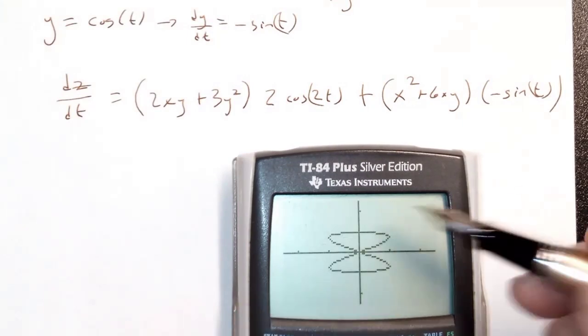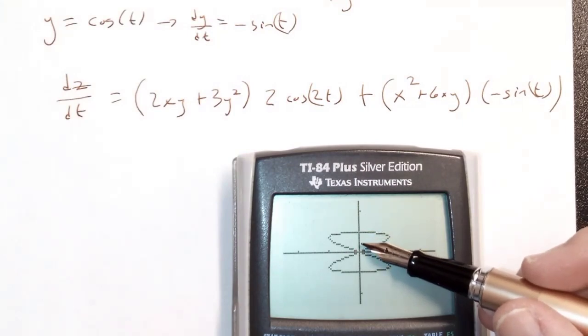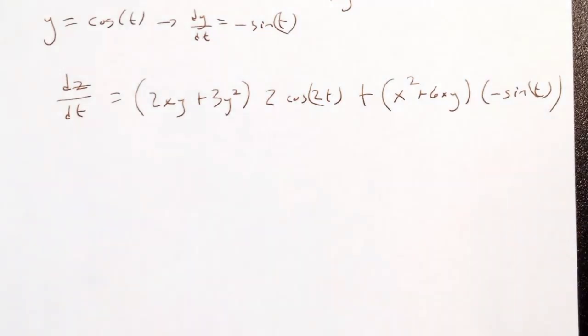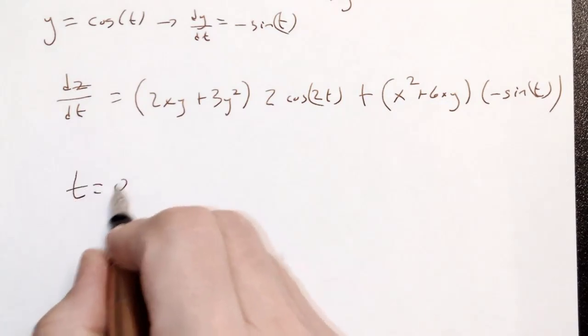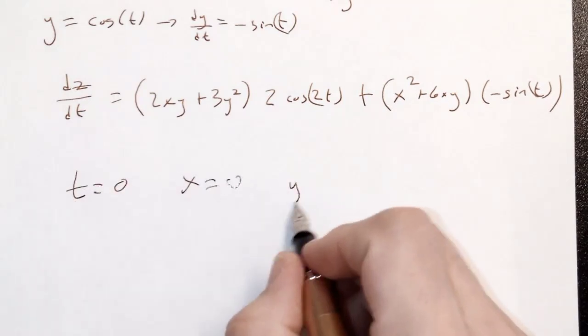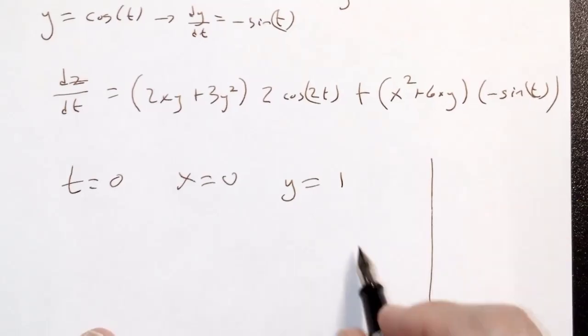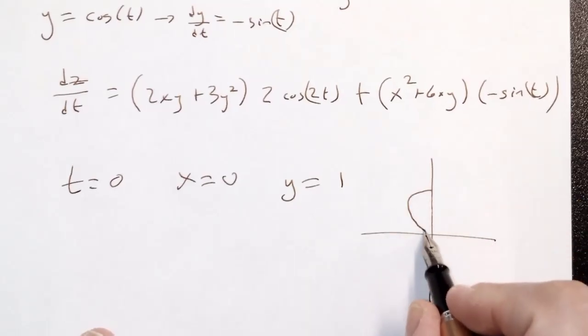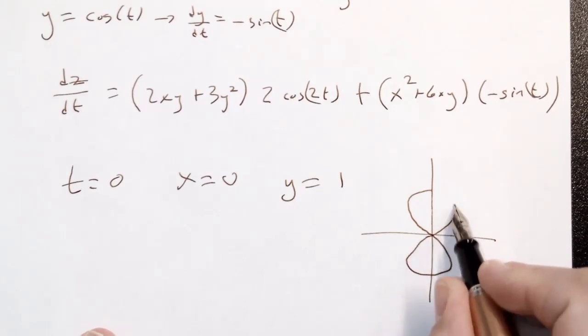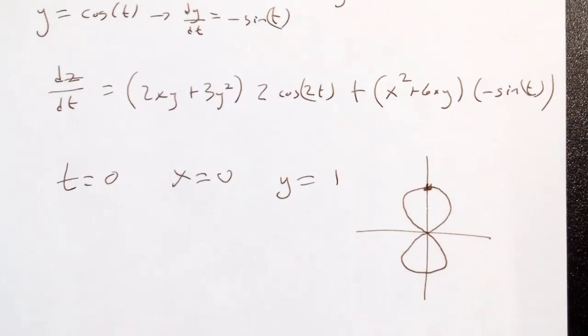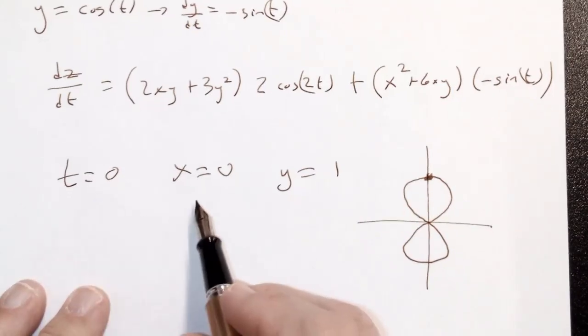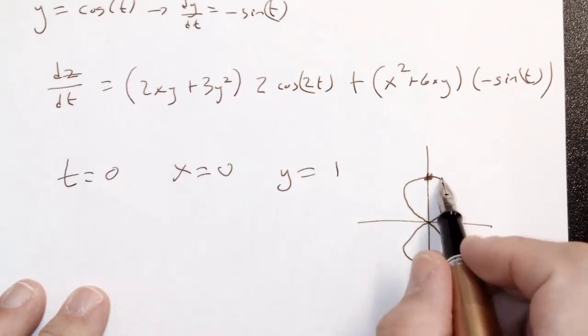When t is 0, I am at this point right here. t equals 0, x equals 0, y equals 1. And as t increases, as t gets bigger, x gets bigger. So I'm going this way.